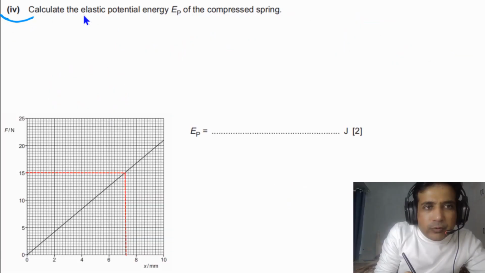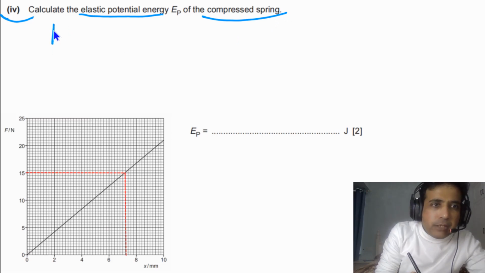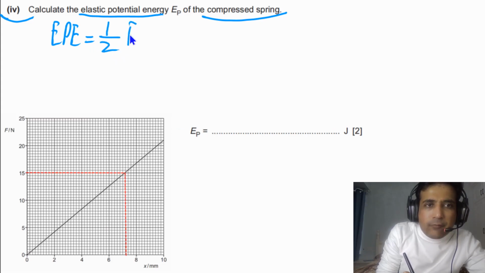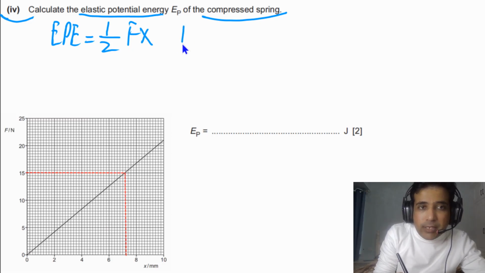For part 4, we need to calculate the elastic potential energy of the compressed spring. EPE we can calculate in different ways. One way to calculate EPE is 1/2 times F times x. The value of force we have already calculated. F in this case is equal to 15 newtons. We have just calculated that in the last part.